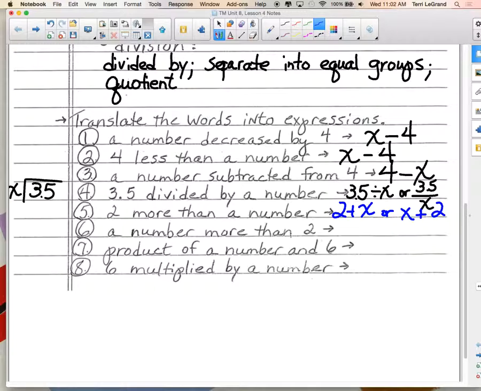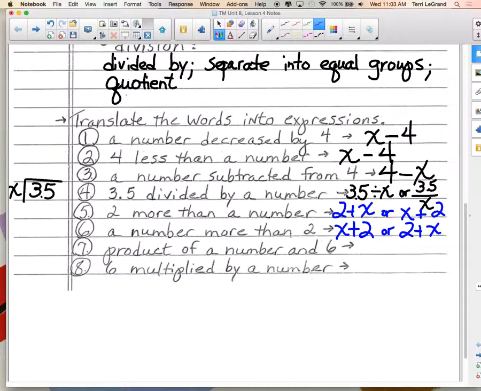A number more than 2. Sylvia, how do you think I could write that? A number more than 2. Okay. Derek, how do you feel? You think there's another way we could write that? Yeah. Okay, what would that be? Order doesn't matter in addition. 2 plus x. Yeah, order doesn't matter in addition. No one is more important than the other. Okay.